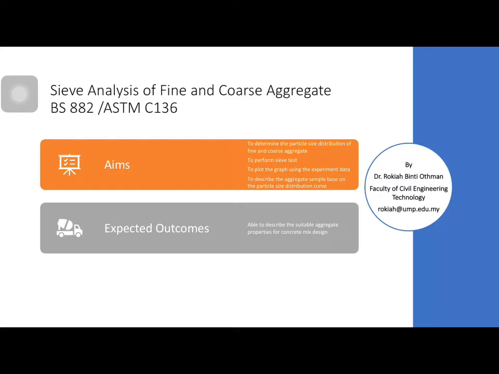Now we are going to study sieve analysis of fine and coarse aggregate based on BS 882 and ASTM C136. The objectives of this testing are: number 1, to determine the particle size distributions of fine and coarse aggregate; number 2, to study how to perform the sieve test; number 3, to plot the graph using the experiment data; and the last one, to describe the aggregate sample based on the particle size distribution curve.